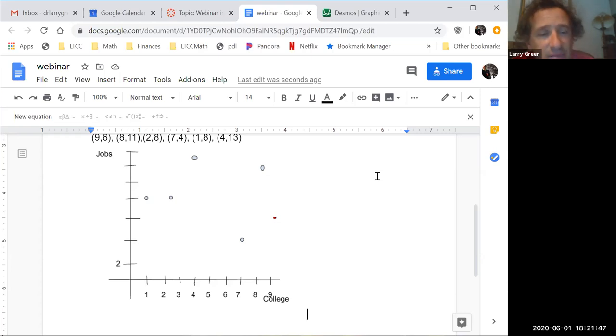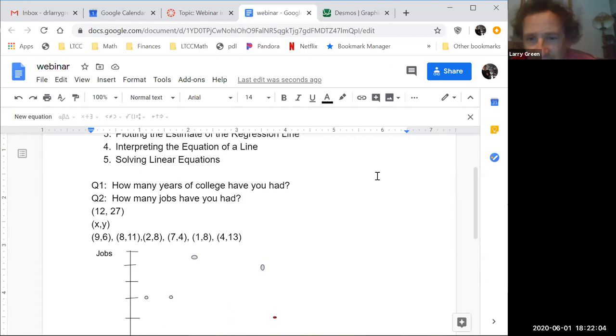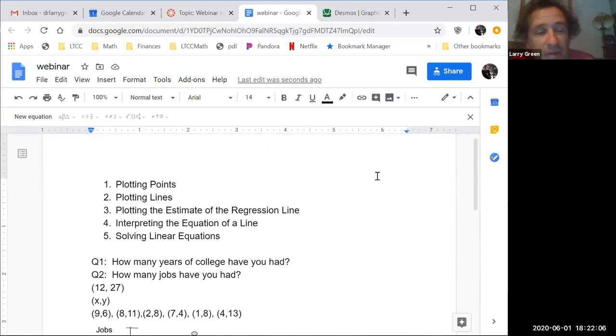Okay, so that's the idea of the XY plane. In this case, it's the college jobs plane, and how to plot points. Was this a good review, or did I waste your time? Okay, so we plotted points. We want to be able to plot lines also. So plotting lines is important.